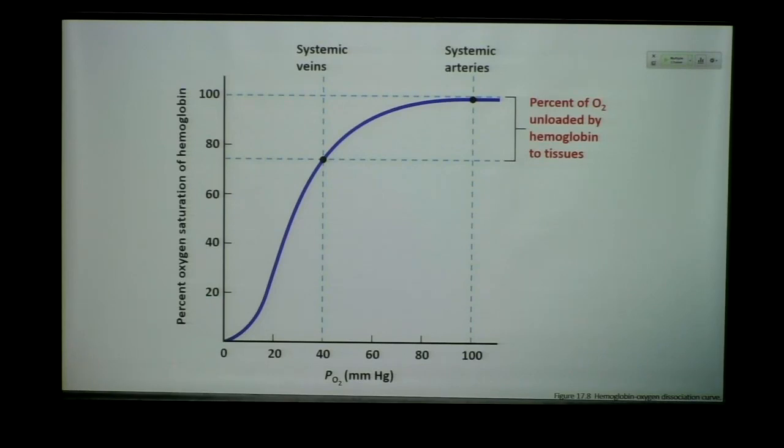So on the y-axis, we've got the percent of oxygen saturation of hemoglobin. And that's a really complex, fancy way to say how many oxygens are bound on that hemoglobin, whether it's 1, 2, 3, or 4. On the x-axis, we've got the partial pressure of oxygen. Again, another fancy way of saying how much oxygen is present, right? Depending on where we are in veins, we've got less. In arteries, we've got more. And then if we look at the way that this curve behaves, it's not a direct or a linear relationship. It's actually more of a sigmoidal curve.